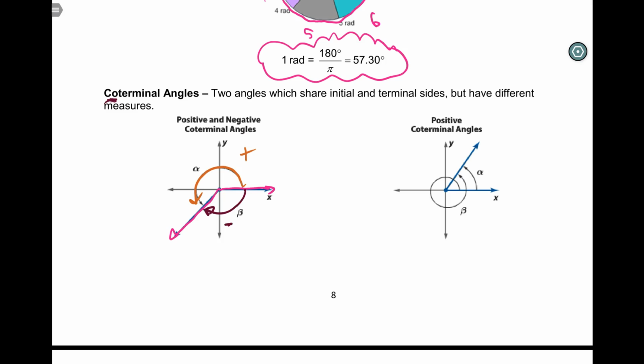So not only can you have a positive and negative angle with the same terminal ray, but you can have 2 positive angles sharing the same terminal ray.